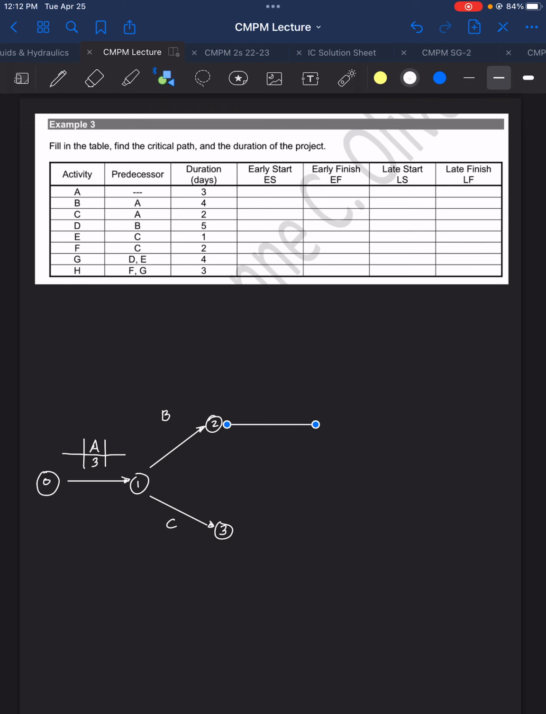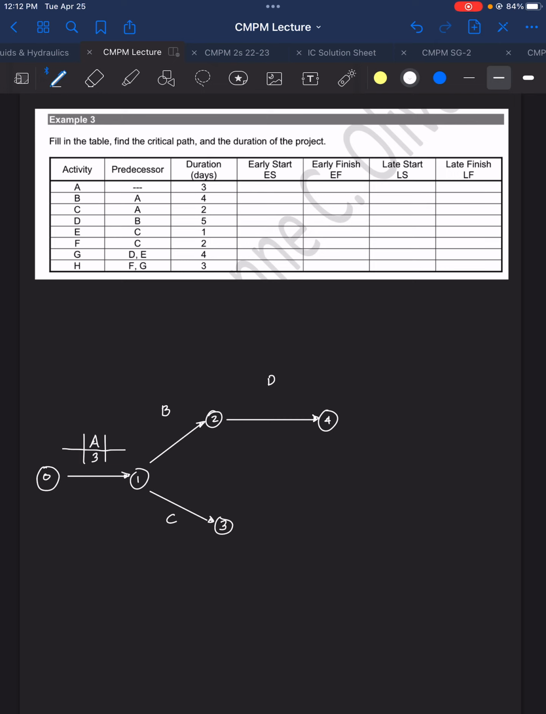It's too big. So not necessarily that your network diagram should look perfect. It should, in a way, look nice, or in a way you can understand your solution. Okay? So this is for activity D. Next, we have activity E.